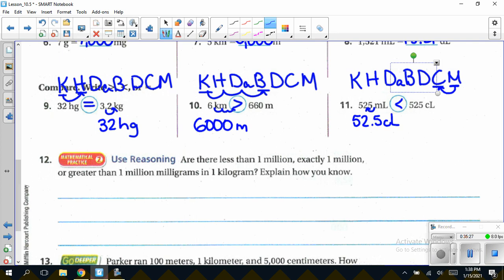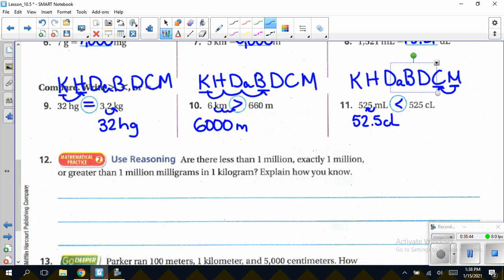Notice that the L for liters is capitalized, and that is just so that way there's no confusion over if it is a 1 or an L. So anytime you are working with liters, please just get in the habit of capitalizing that L.